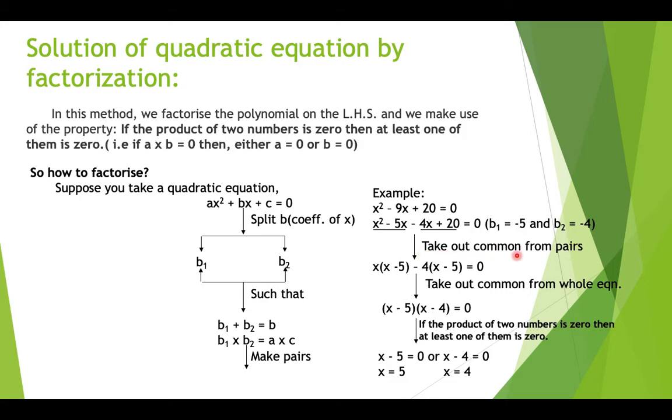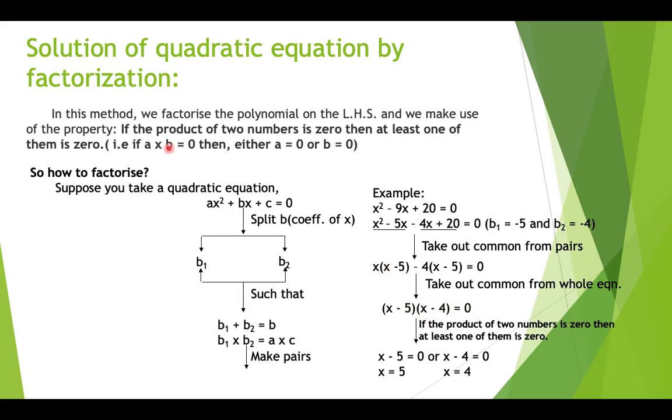So take out common from this pair. I am making the pairs like this. Over here the common is x, so we are getting x into x minus 5, and over here common is minus 4, so we are going to get minus 4 into x minus 5 is equal to 0. Now we are going to take the common from the whole equation. Now in the whole equation the common is x minus 5. So we are going to get x minus 5 into x minus 4 is equal to 0.